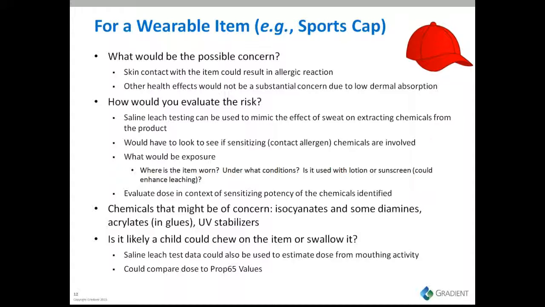So again, going back to that earlier example of the different pieces of risk assessment, we would do the leach testing to look at the level of exposure and then compare that to the animal data or the toxicology data to look at the level of risk and see whether there was actually a problem. And chemicals here that would be things like isocyanates or some of the diamines that are the breakdown products. Those are well-known sensitizers and are present in things like polyurethanes. Also acrylates, which are very common in some glues, and those are potentially significant sensitizers, as well as some UV stabilizing chemicals.